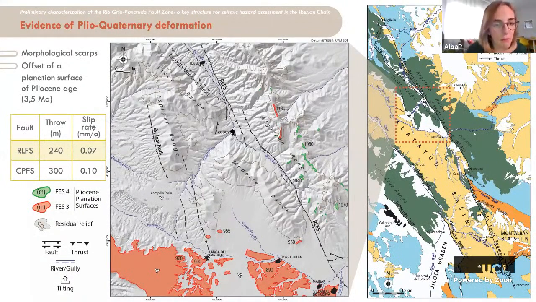We have also mapped a planation surface of 3.5 million years along the fault trace, which is the one in color red in the map. The difference between the altitudes in one block and the other has allowed us to calculate an offset of 240 meters for the Rio Grio Lanzuela fault segment and around 300 for the Cucalón-Pancrudo fault segment in the surroundings of the Pelarda range. They result in two slip rates of about 0.07 and 0.10 millimeters per year. Next slide, please.